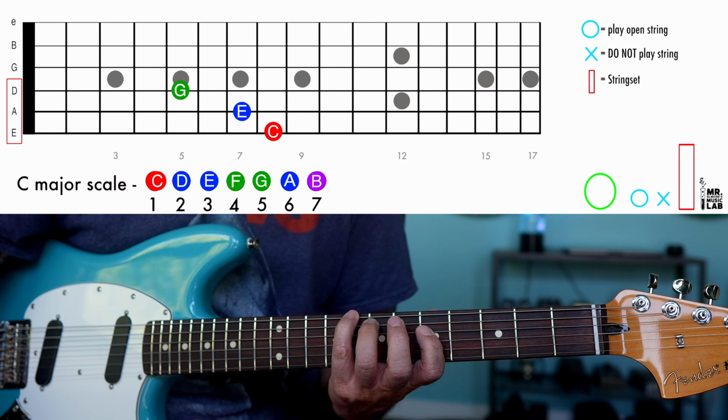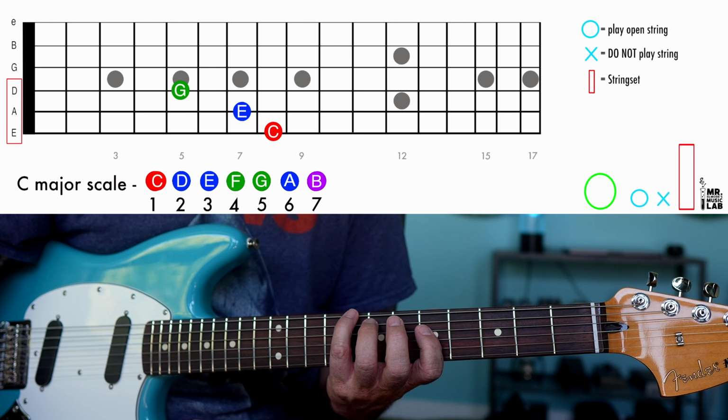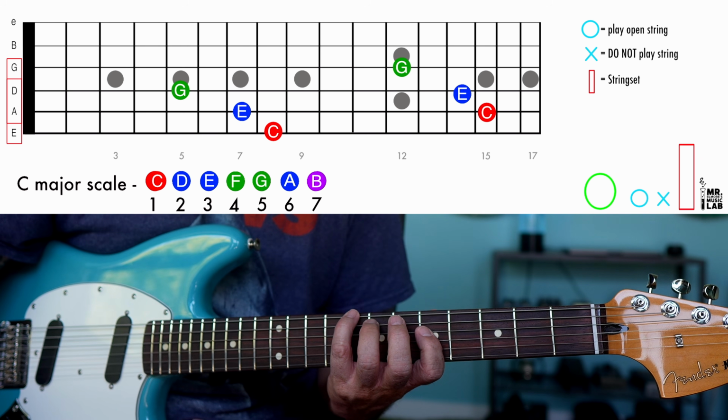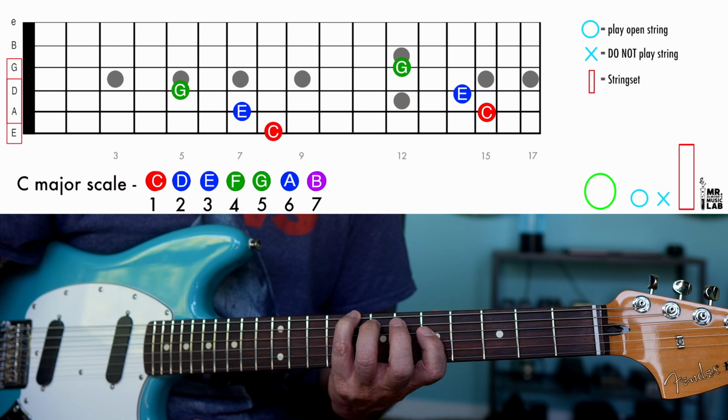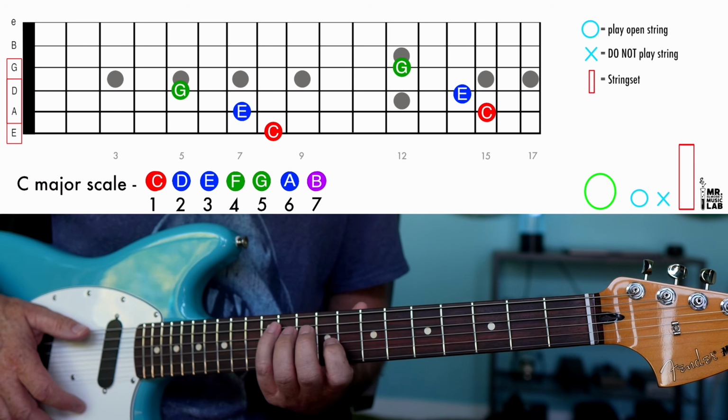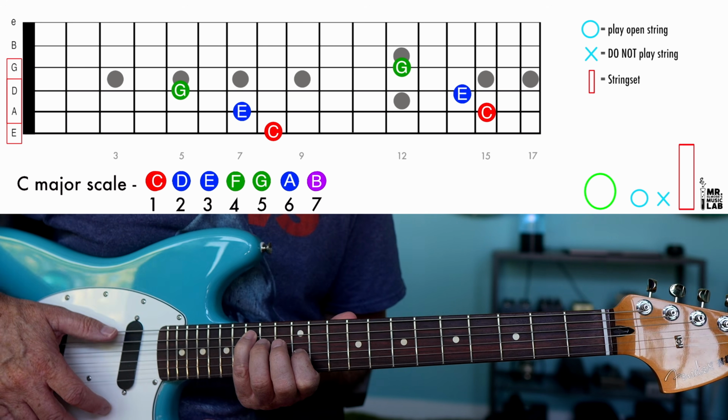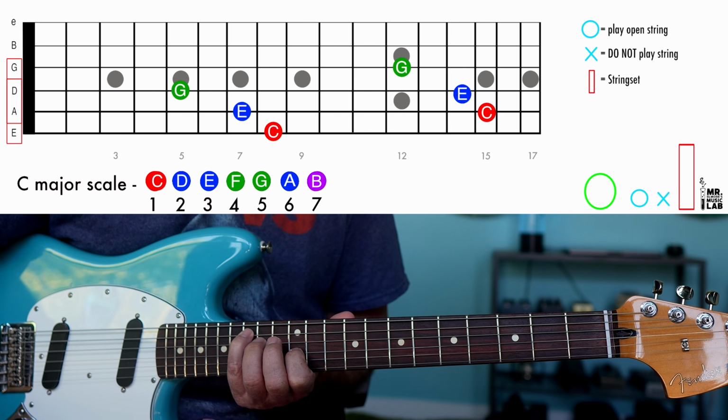So let's go to the ADG string set. Now watch, I'll just put it up there at the same time. It's the same exact shape. So before I get rid of the EAD string set C major triad, I'm going to move this all the way up here, boom, like that. Here's what it looks like looking down from your point of view.